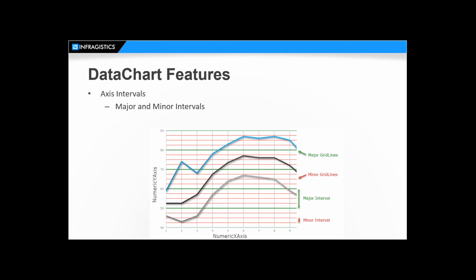On the data chart, there are some axis interval features, major and minor axis intervals on the category series, so you can see the lines and how those intervals actually look when you display them.